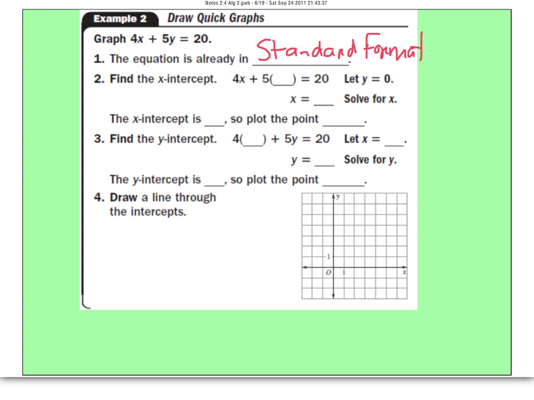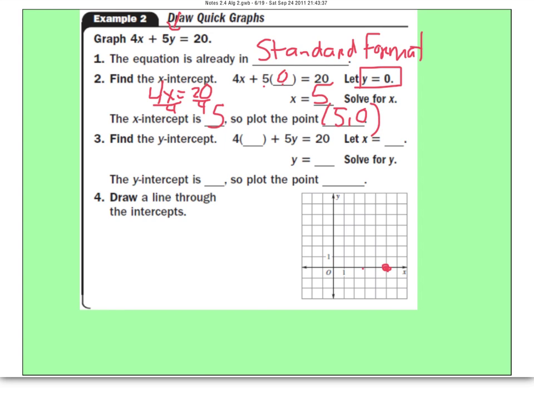Remember, to find the x-intercept, we're going to let y equal 0. So I go into the equation and I put 0 in for y, and I solve. Well, 5 times 0 is 0, so we're going to get 4x equals 20. To get x by itself, I'm going to divide by 4, so x is 5. So I'm going to go to the x-intercept and plot a point at 5. By the way, the x-intercept is 5, that ordered pair is 5, 0.